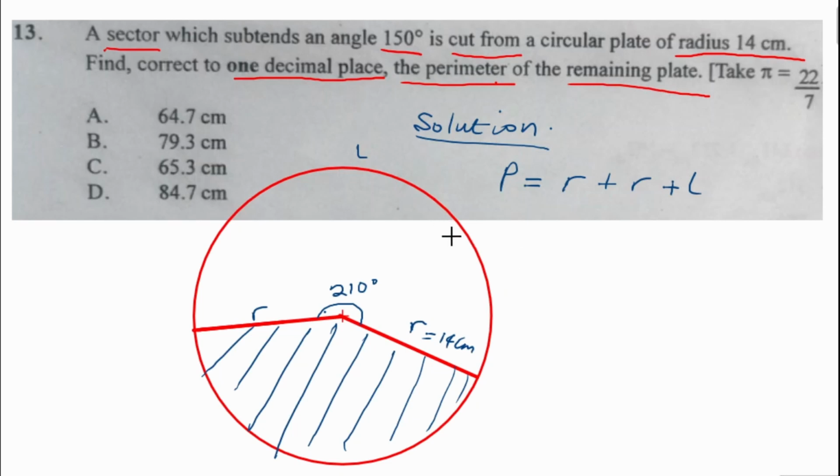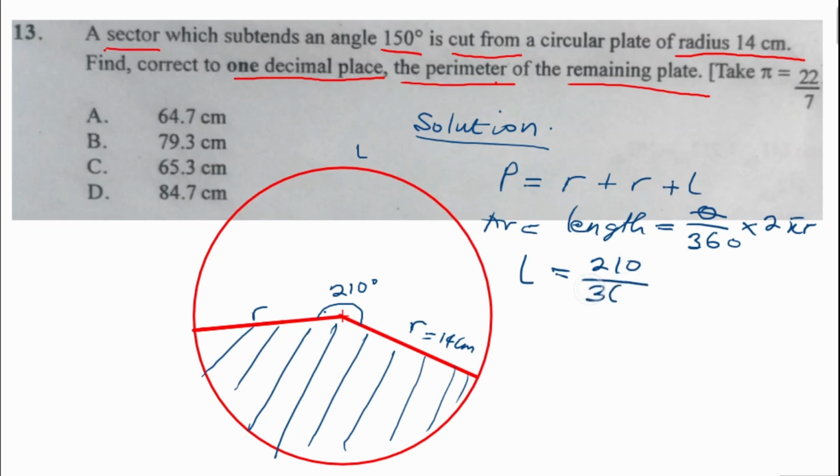And the formula for arc length is theta, which is the angle subtended by the arc, over 360 times the circumference of a circle, which is 2 pi r. So in this case, the length L, which is our arc here, will be equal to 210 divided by 360 times 2 times 22 over 7 times 14.